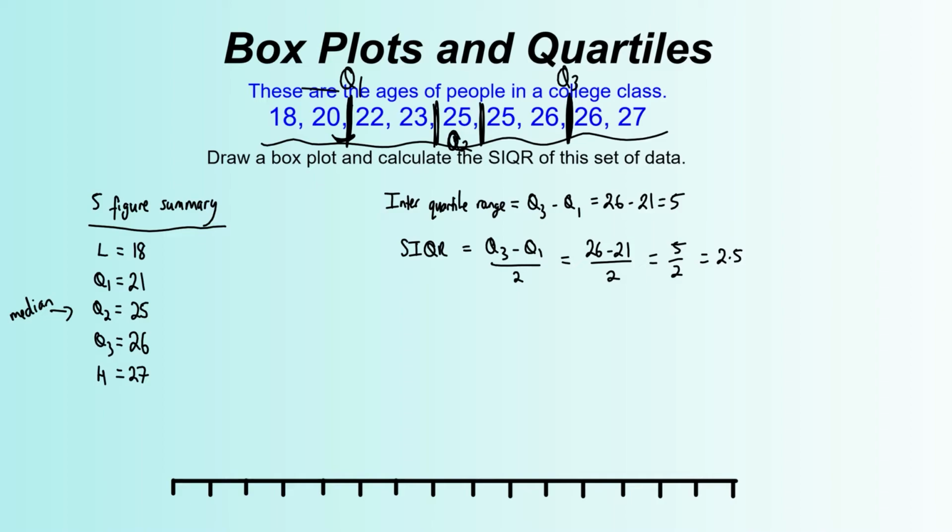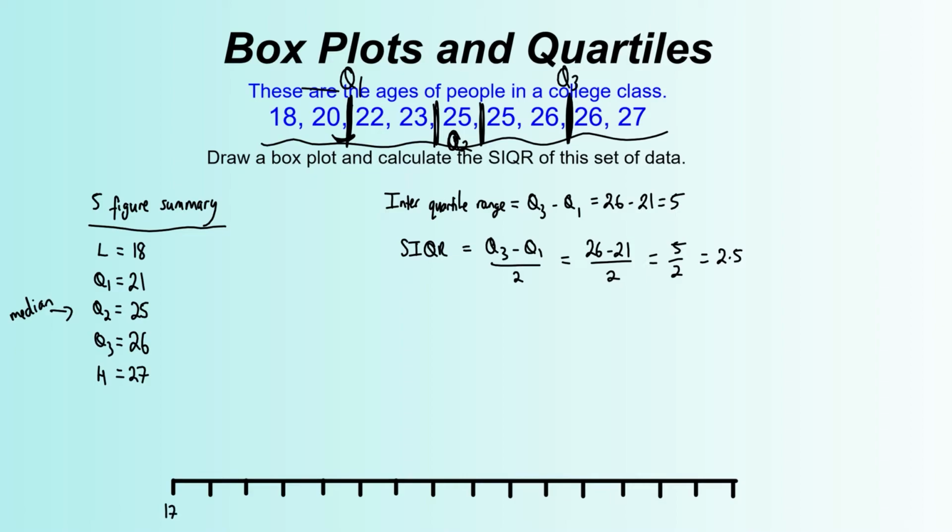So what we've got is a scale here, and we've just got to label that so that it encapsulates all our information. So we're going from 18 at the lowest to 27 at the highest. We might be going up in 2s, 4s, 5s, 10s, depending on what room we've got and what numbers we've got in our data. So here we should be able to fit in everything just by jumping up in ones. It should be nice and simple.